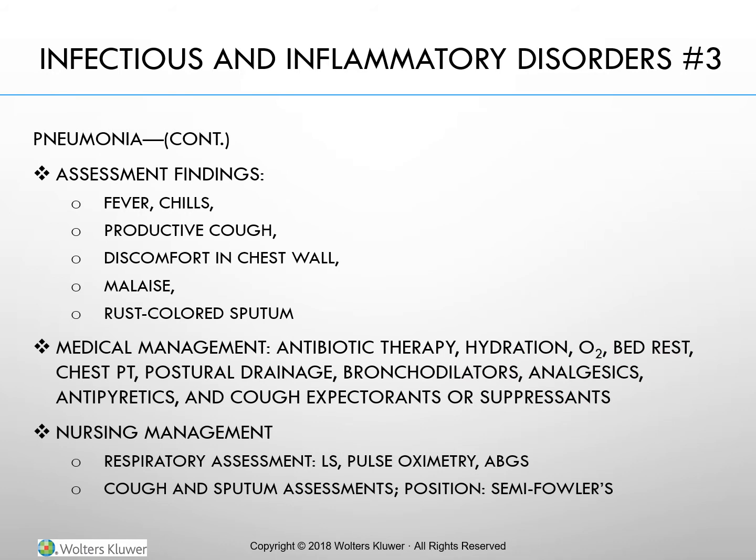Signs and symptoms. Symptoms vary for the different types of pneumonia. The onset of bacterial pneumonia is sudden. The client experiences fever, chills, a productive cough, and discomfort in the chest wall muscles from coughing. There is also general malaise. The sputum may be rust-colored. Breathing causes pain, thus the client tries to breathe as shallowly as possible.